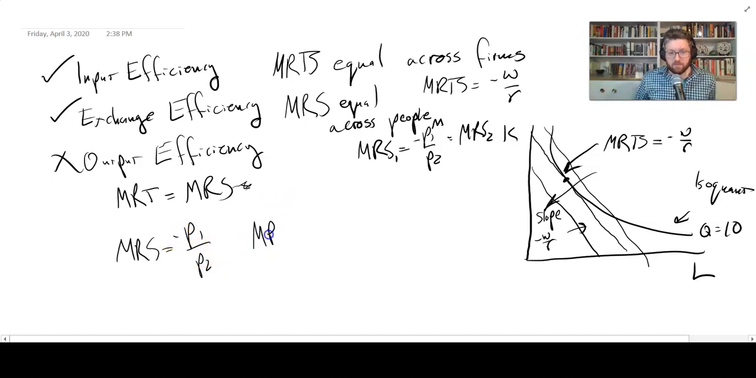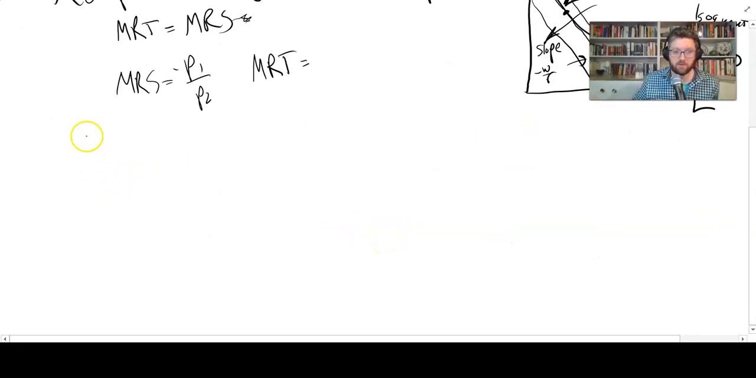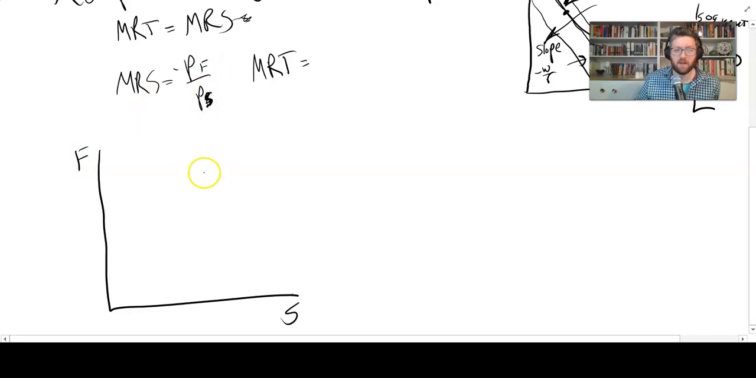Marginal rate of transformation is the slope of the production possibilities frontier. Okay? So let's draw one of those real quick. Suppose we've got, let's do our examples, food and shelter. Okay, so here's shelter, food, the two goods this economy is producing, and we're going to change these to F and S. Okay? All right. Let's draw a nice curve. So this is the economy's production possibilities frontier.